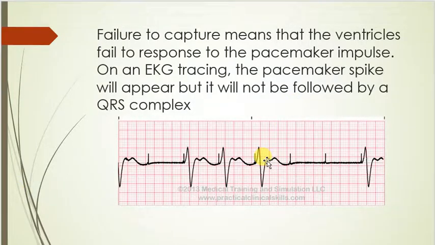Now, this is a picture of failure to capture. What you see is this impulse coming through, right? But then boom, boom, it's not capturing. It's sending the impulse, but there is no QRS that follows it. Here's your P wave, so this must have been a block that we're trying to pace, and so it's just firing and it's not sensing.